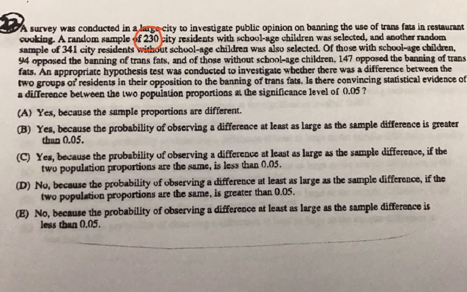They took a random sample of 230. They took a random sample of 341. In the 230 population, 94 opposed. In the 341 sample, 147 opposed. Once they give us all that information, since we're comparing those two, we know it's a two proportion test we're going to do, right?